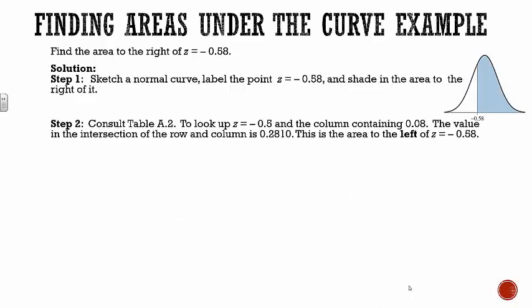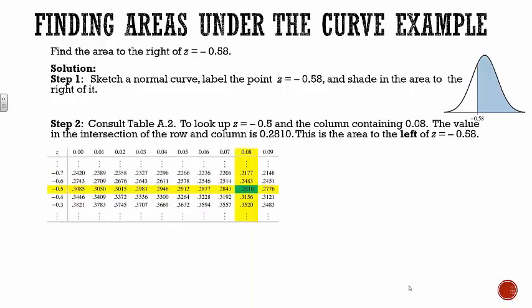Again, I can use table A or the standard normal table. What I would look for on the left-hand side is a z-value of negative 0.5, and then across the top, I'll look for 0.08. Where that column and that row intersect, that's my answer to the left. So this 0.2810 is the area to the left. In other words, this white area is what it's telling me: the area to the left of that z-score value.